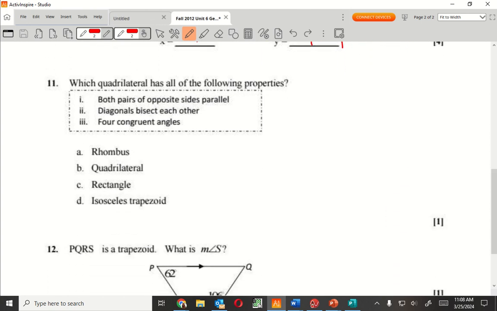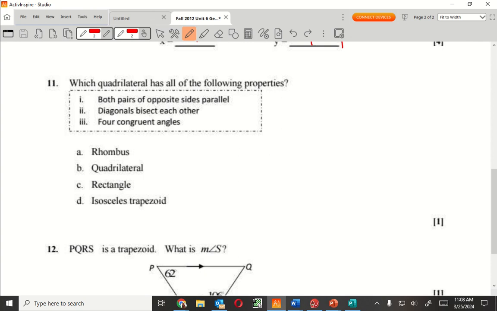Now, by your definitions, which quadrilateral has all the following properties? Both pairs of opposite sides are parallel, diagonals bisect each other, and 4 congruent angles. What do you say? A rectangle. What is specific to the one to tell you it's a rectangle?